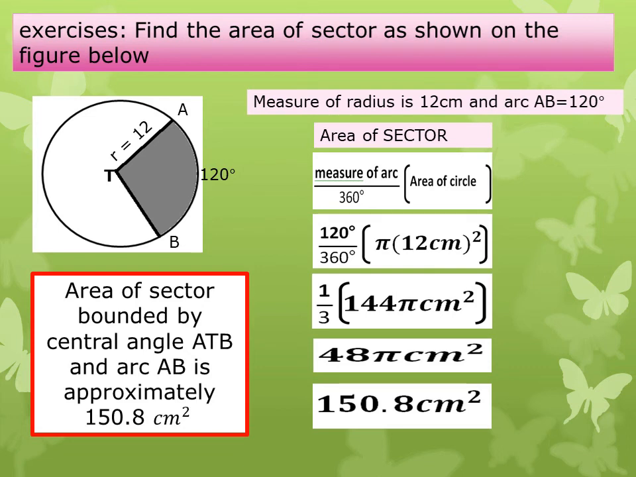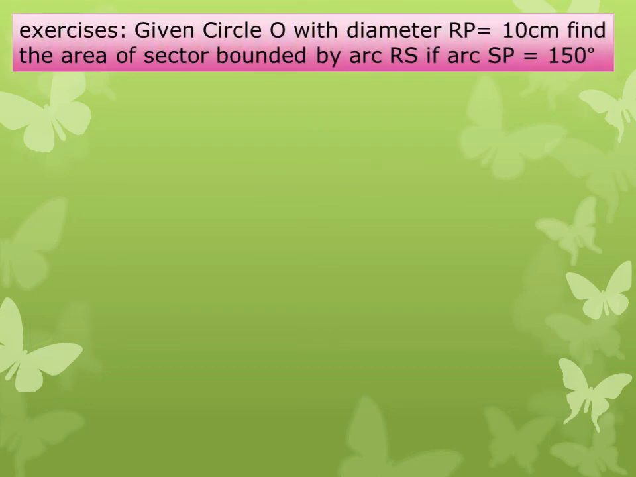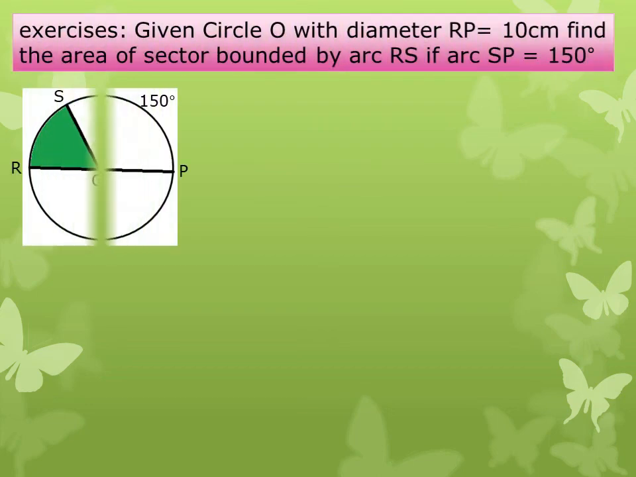Okay, so that's how to solve. Okay, so let's have another exercise. Given circle O with diameter RP equals 10 centimeters, find the area of sector bounded by arc RS if arc SP is 150 degrees.